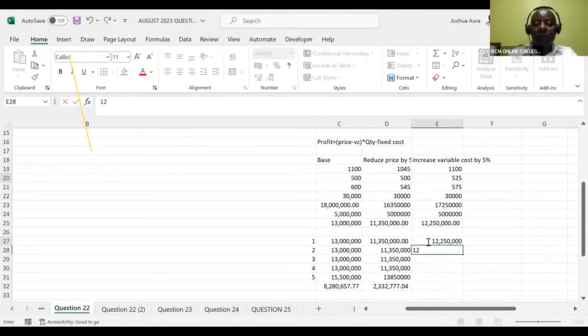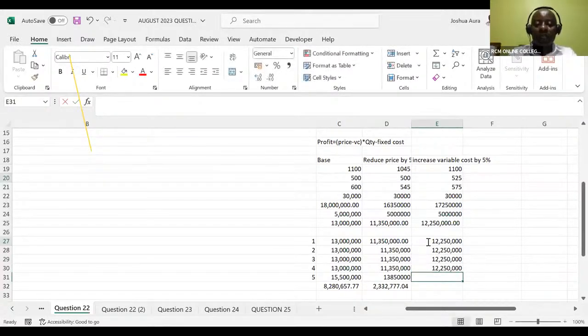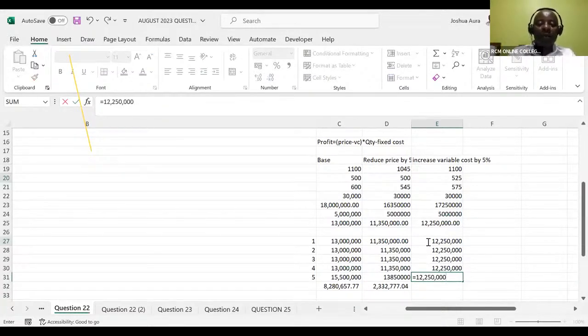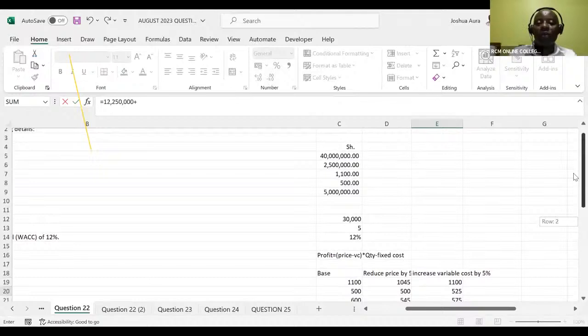So every year, because it's an annuity, I'm enjoying this 12,250,000. We have here equals 12,250,000. But now remember here, there is a scrap coming because there's a last year. So you say plus, there is a scrap coming. Just go back and look for this scrap.